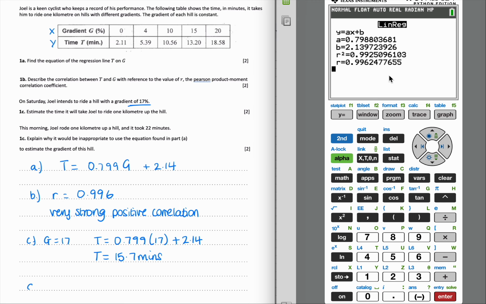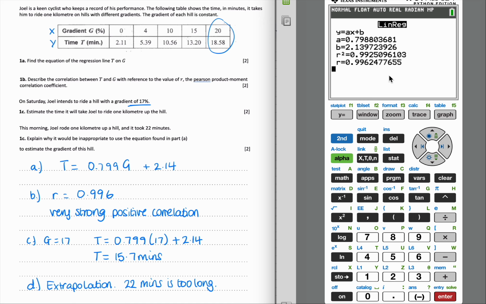And then for part D, it asks us why it would be inappropriate to use it for 22 minutes. The reasoning here is that it is extrapolation. 22 minutes is longer than we've currently tested. The longest that we have is 20 minutes here in our table. So therefore 22 is outside of our range of data. We don't actually know what's going to happen, and therefore it's extrapolation.